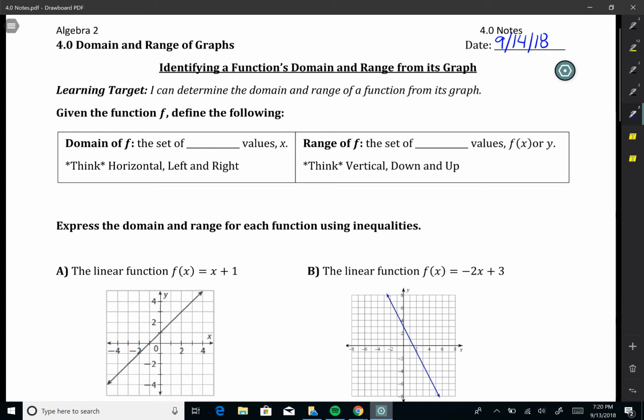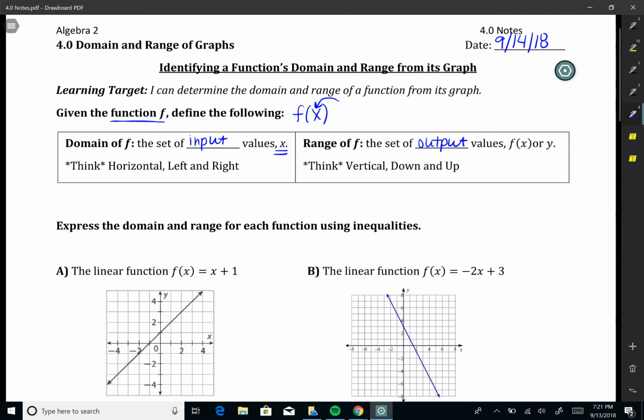So if we have some function f, which of course we see as f of x, x would be our input value, right? And our output is that f of x. Those two terms, input and output, are what make up our domain and range. So the domain of f is the set of the input values, which are our x values. And the range of f is the set of output values, which are our f of x or our y values.